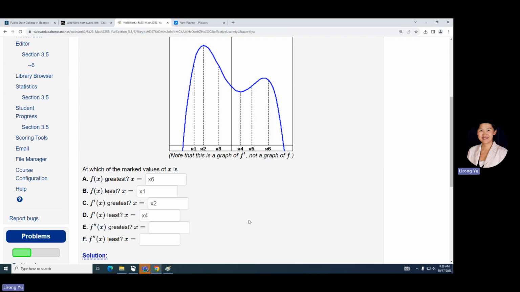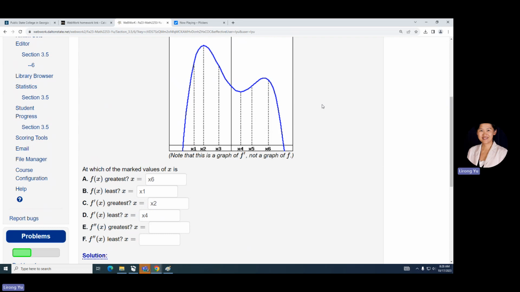Let's look at the second derivative. Remember, the second derivative is a derivative. You can think of the derivative graph as the original, and the second derivative is the derivative of this graph. So when the derivative is greatest, the second derivative is the slope of the first derivative.